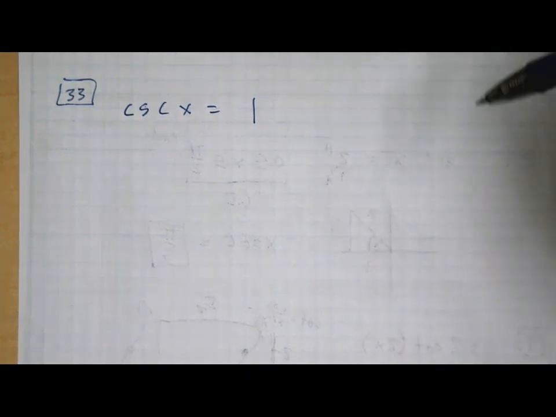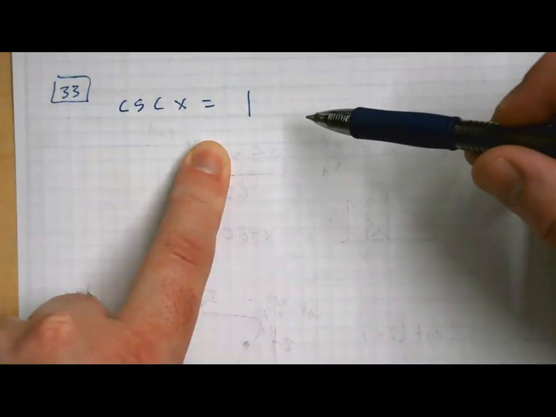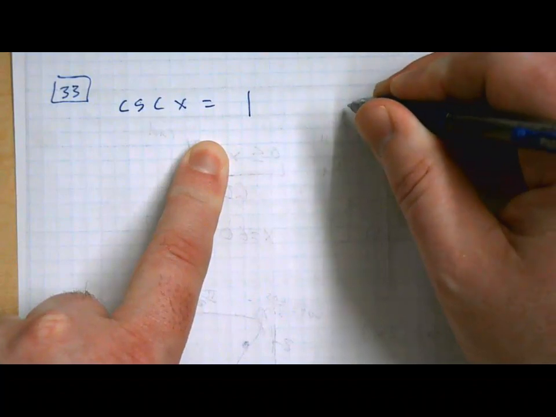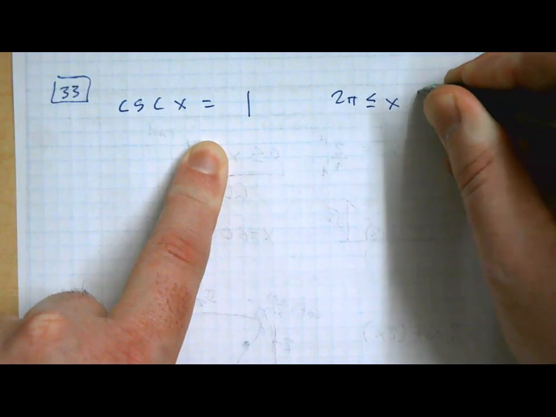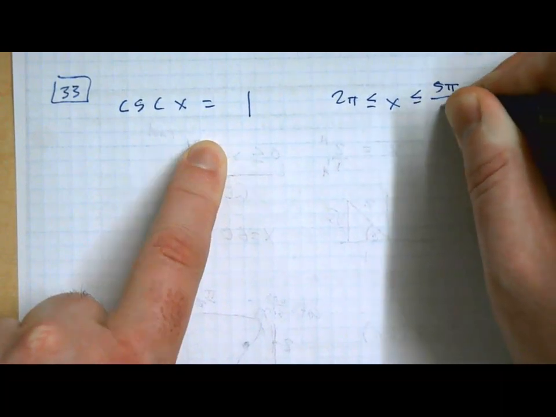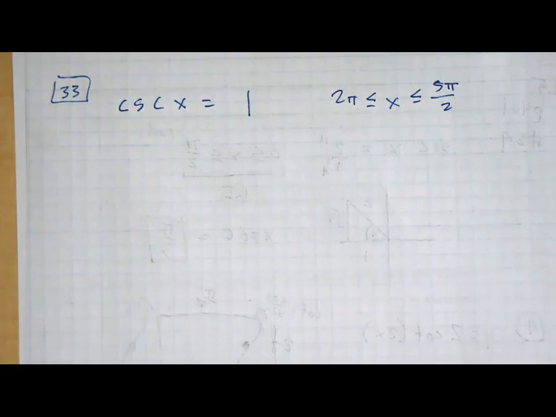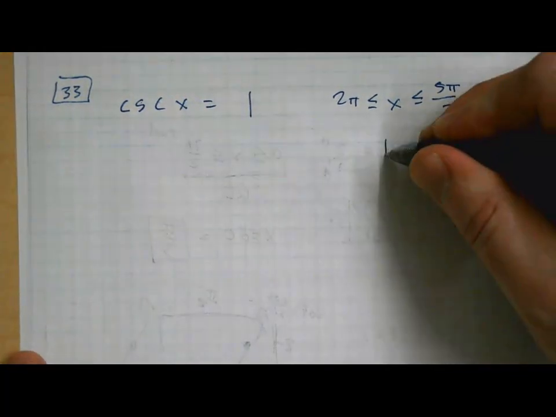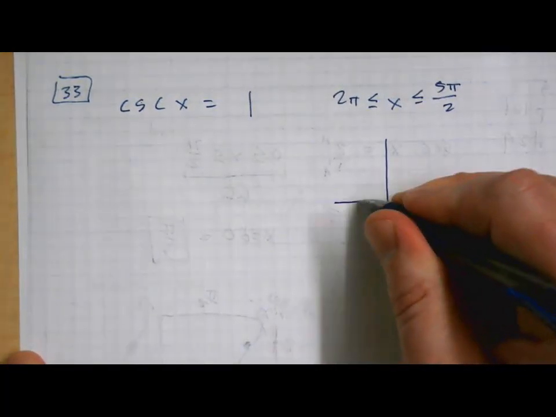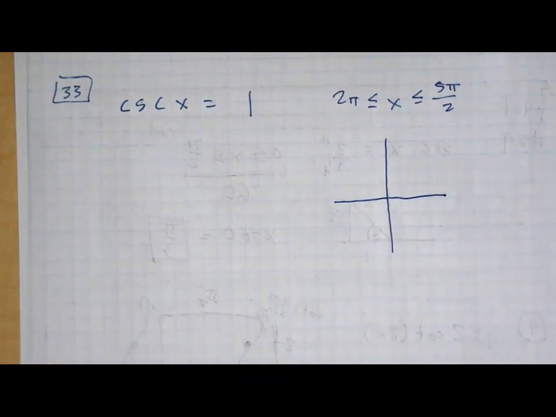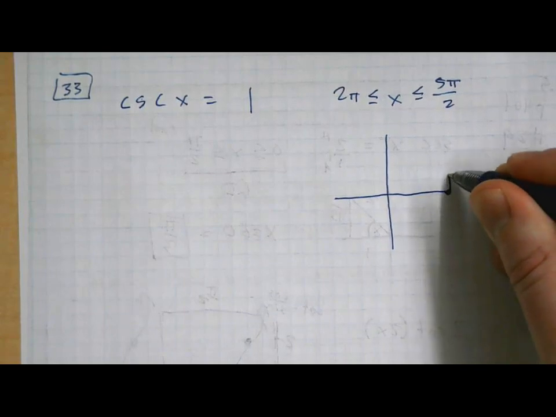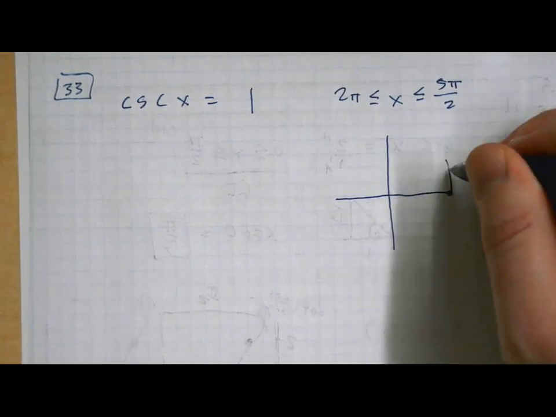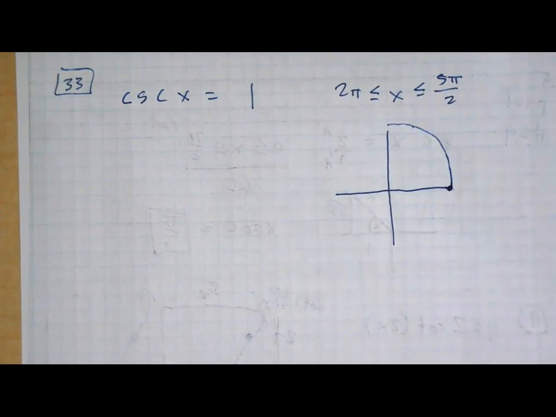All right. Cosecant. We need more information than this. What is this all about? 2 pi to 5 pi over 2. Okay. We're going to have to think a little bit about this. So 2 pi is here. And 5 pi over 2, so that's 4 pi over 2. Oh, yeah, 5 pi over 2 is right there. Okay, so it's in the first quadrant.